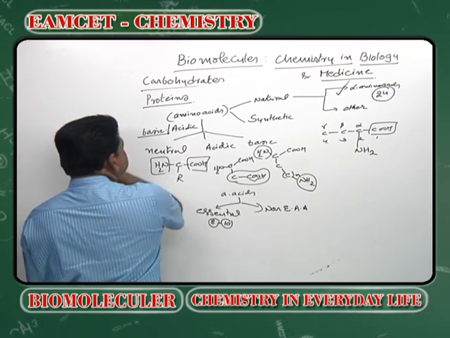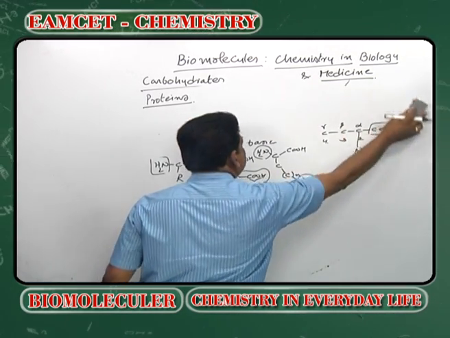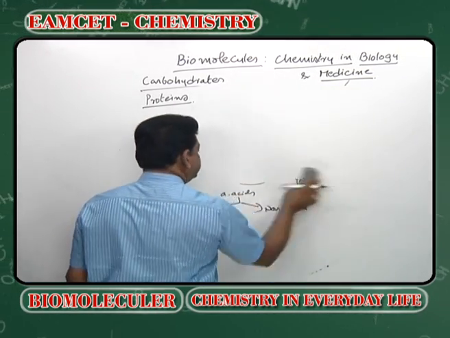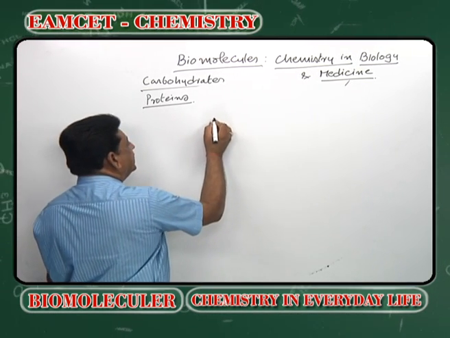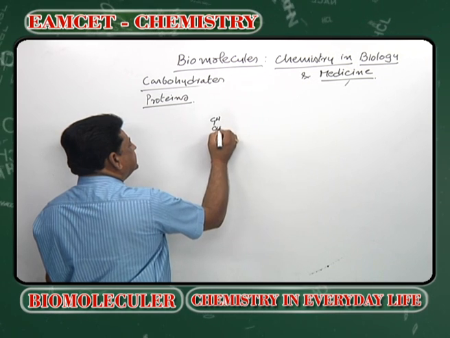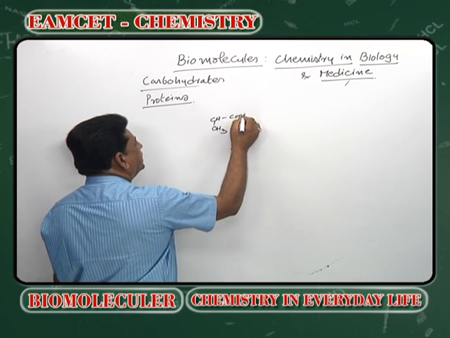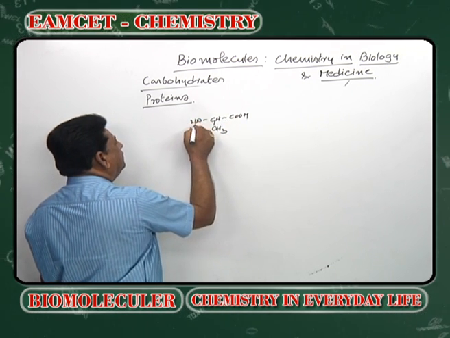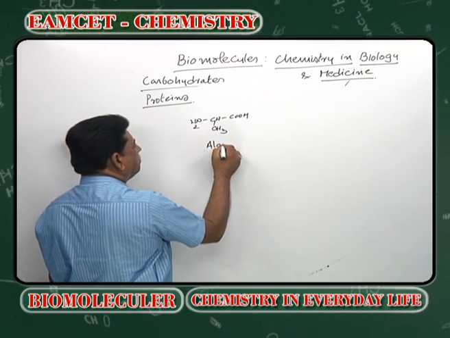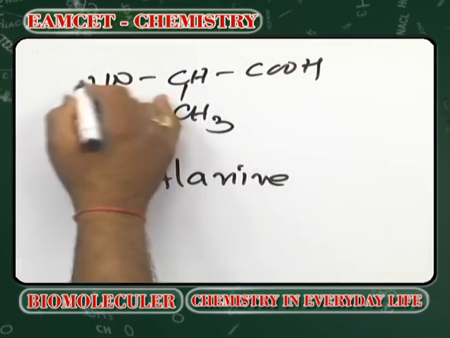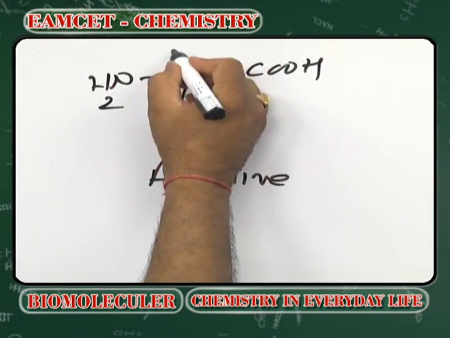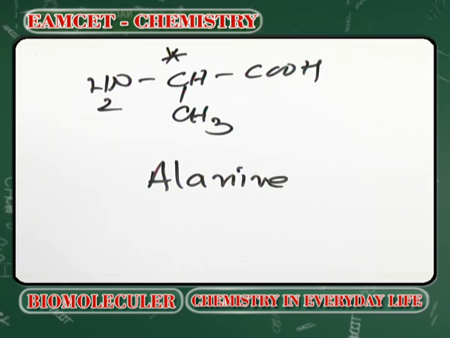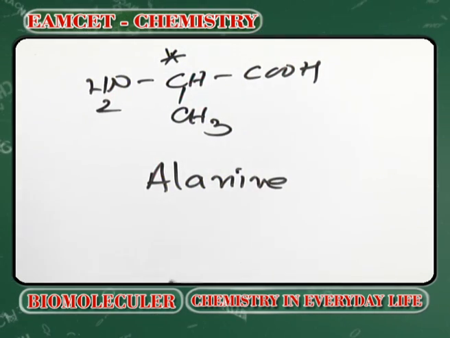Now these amino acids are going to link up, and there comes the protein molecule. Let us take some examples, like CH with a CH3 and a COOH. This is called alanine. Alanine is an alpha amino acid. It is a natural amino acid. The carbon has optical activity, and it will have the optical rotation also.